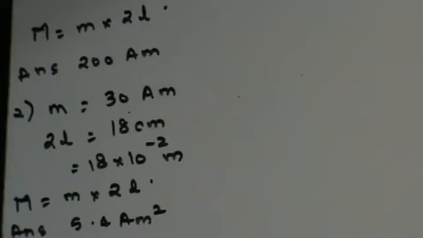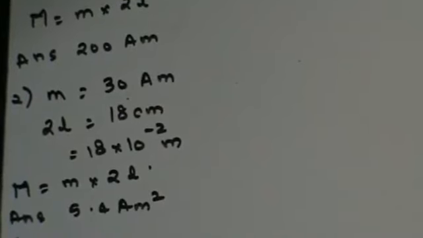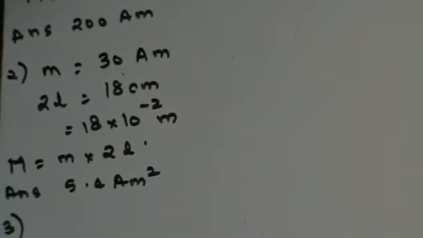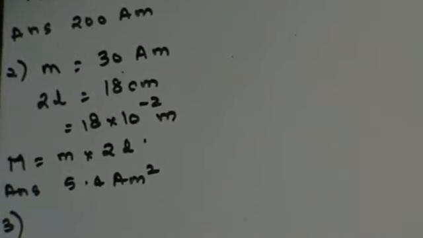Next, take down next one please. Determine the magnetic dipole. There you are finding out pole strength. Here you are finding out magnetic moment. Pole strength is ampere meter and magnetic moment is ampere meter square.